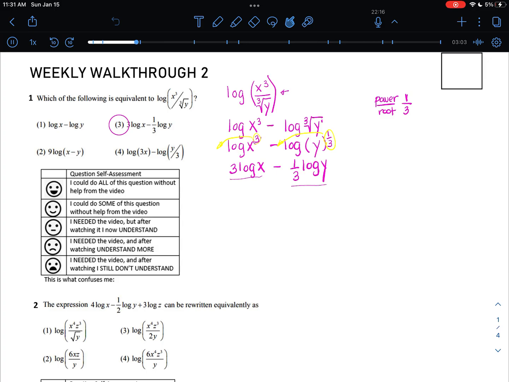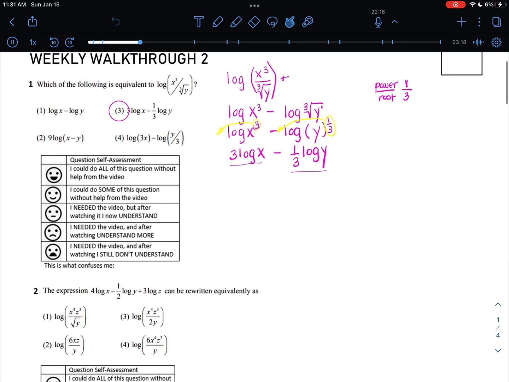Well, before I do that, I want to go through my self-assessment and see how well I knew that. If I felt like I struggled a little bit on that, I might want to review the quotient property of logarithms as well as the power rules for logarithms. So let's go on to number 2.